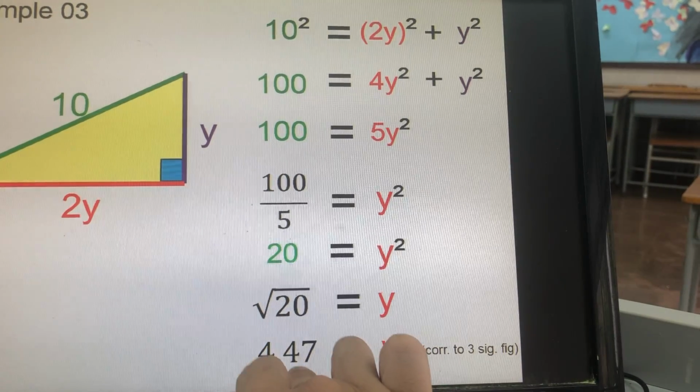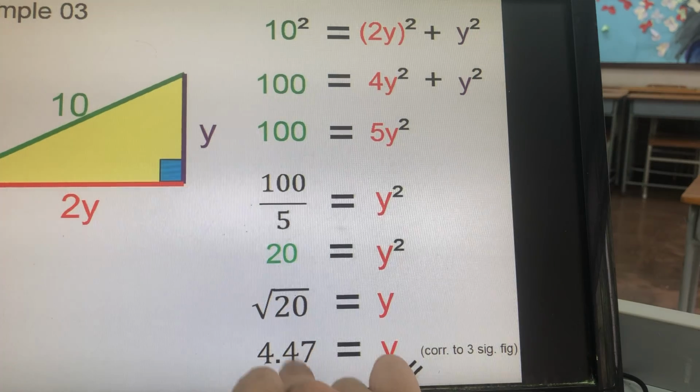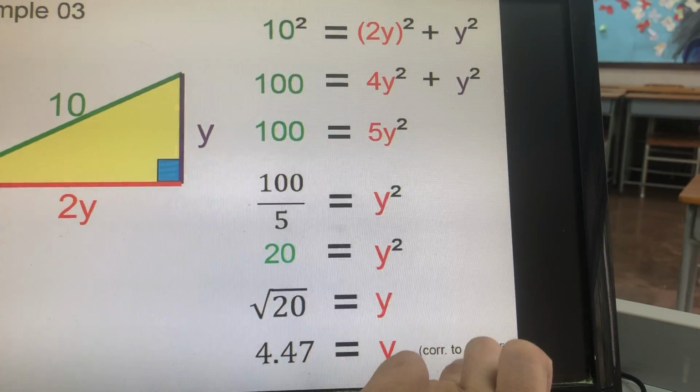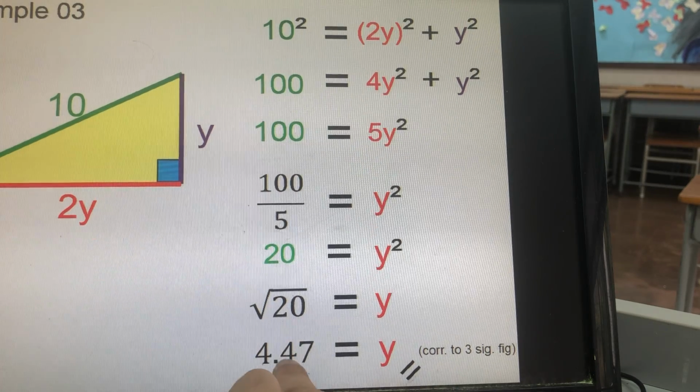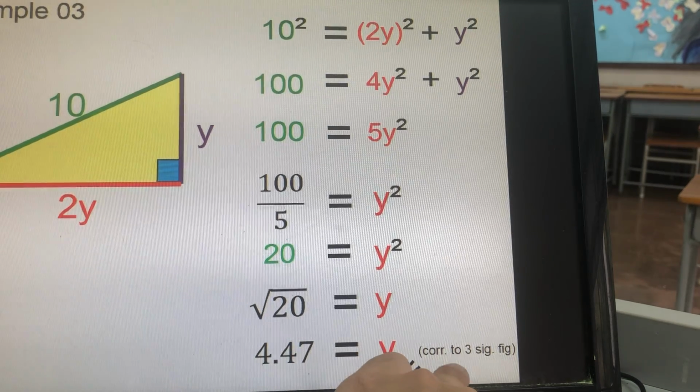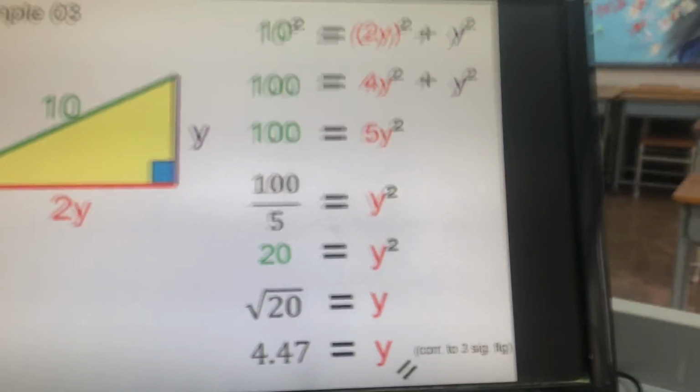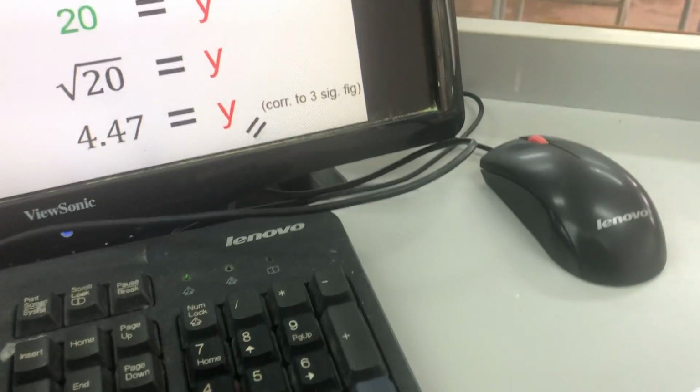This is a simplified version. And when you write down the simplified version, you have to tell people how accurate your answer is. This is the level of accuracy. All right? Now, do you want more examples?